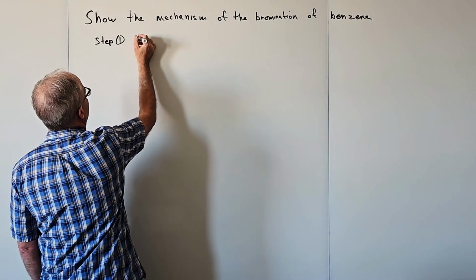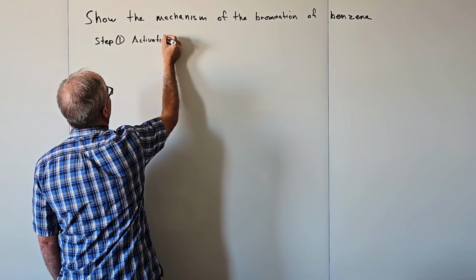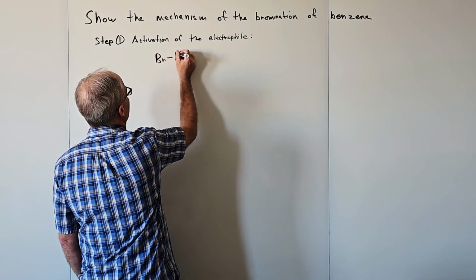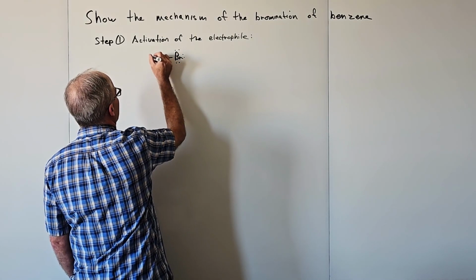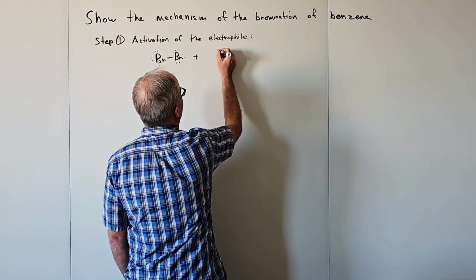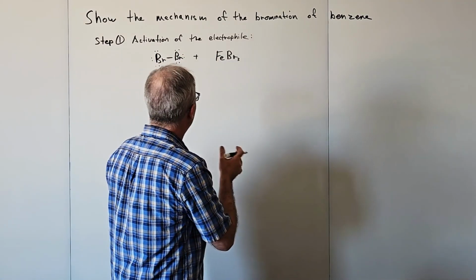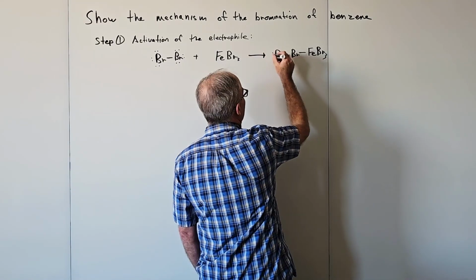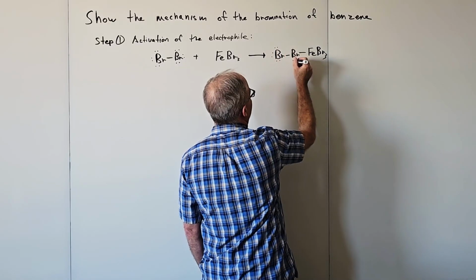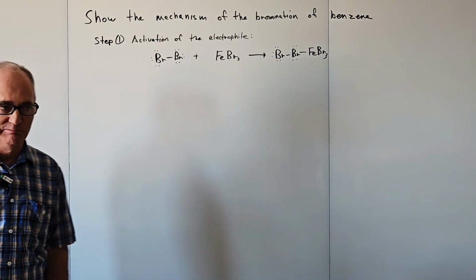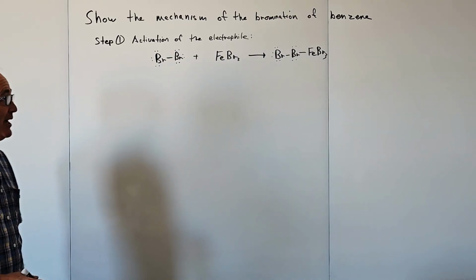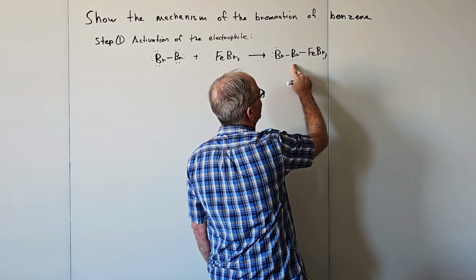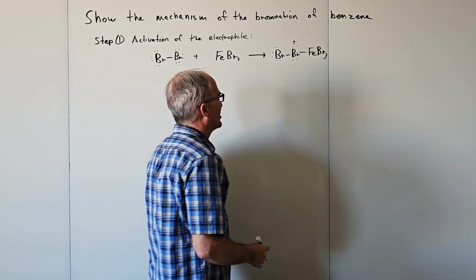Step 1 is an activation of the electrophile. So we have bromine existing as the diatomic element. And then I'm going to be all cheesy like this and not do the Lewis structure. So how many bonds does a halogen like to have normally? Yeah, 1. So what's the formal charge on this bromine atom? It's going to have a plus charge.